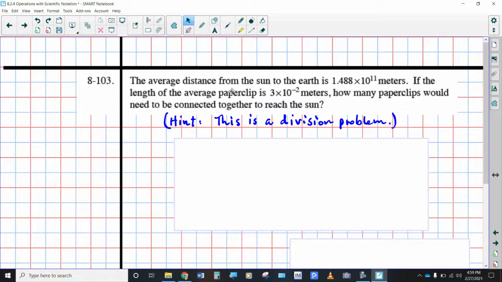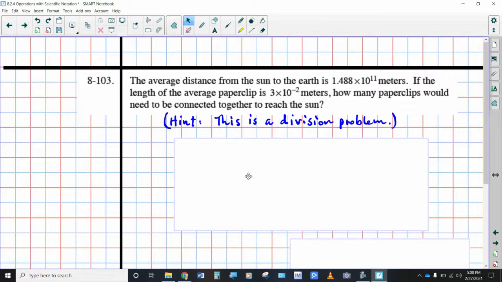If the length of an average paperclip is 3 times 10 to the negative second meters, which, by the way, remember, a meter is a little bit more than a yard. So you're talking about a fraction of a meter for the length of a paperclip. So that's what we're talking about here. And I think 10 to the negative second meters is a centimeter. So this is saying it's about 3 centimeters long. Okay? So 3 times 10 to the negative second meters is the length of a paperclip. How many paperclips would you need to connect from Earth to the sun?